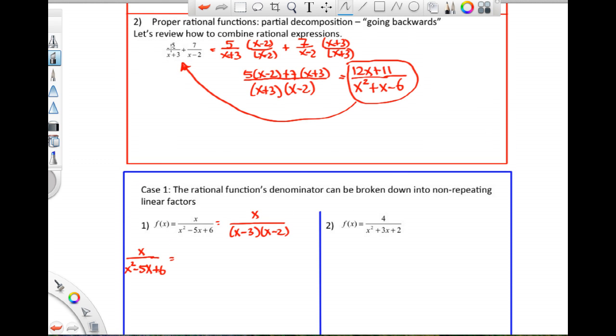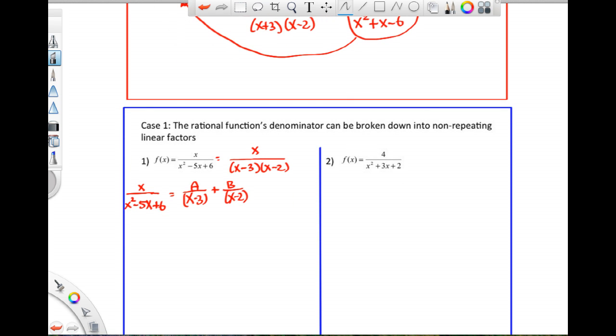If that's the case, then I know that x divided by x squared minus 5x plus 6 came from something that looks like this. I'm not sure if the top is a 5 or a 7, so we're just going to introduce some variables. We're going to say it's an A over x minus 3 plus B over x minus 2. Now we're going to solve that for A and B. I don't like fractions, so I'm going to multiply this whole thing by x minus 3 times x minus 2. So on the left, that completely cancels and we're left with an x.